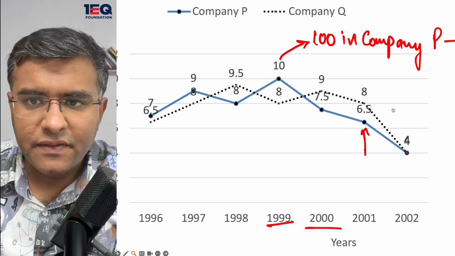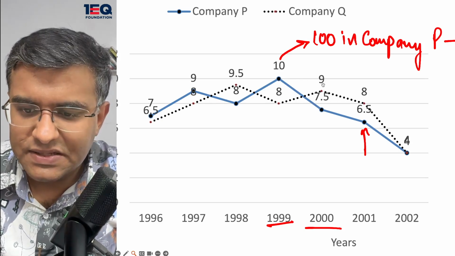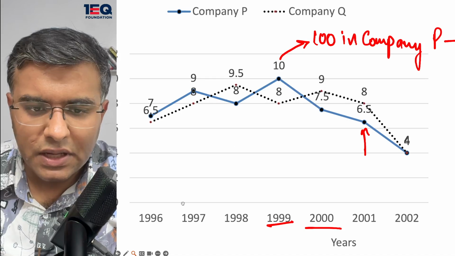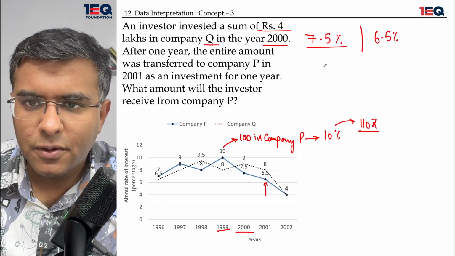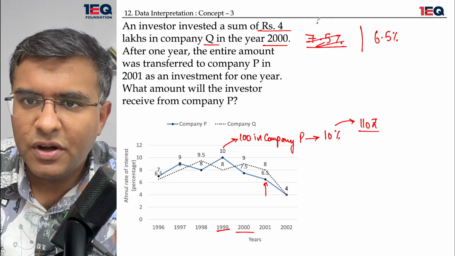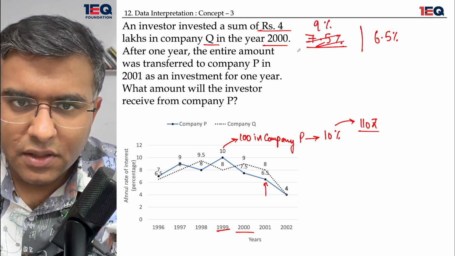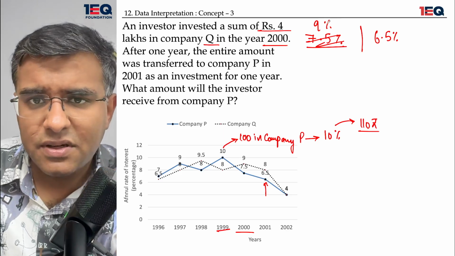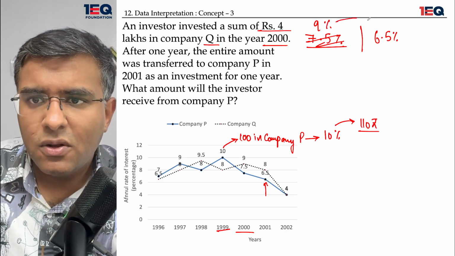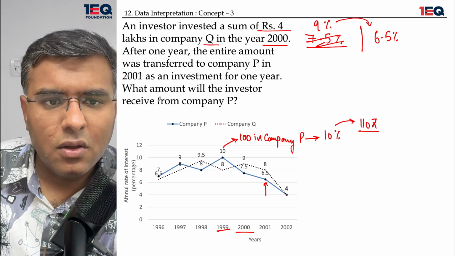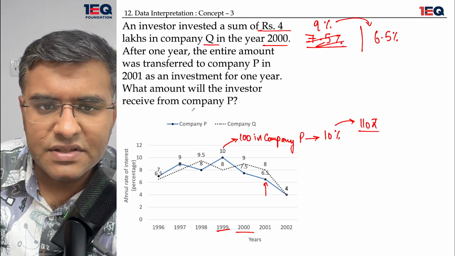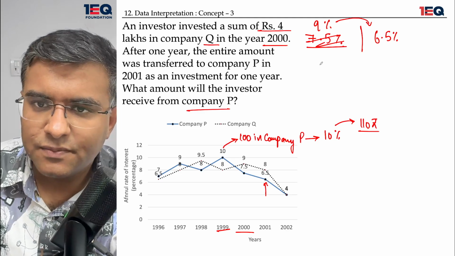So I have checked it and 9% is the answer. We had assumed that the answer is 7.5, but it is not 7.5, it is 9%. So once there is a 9% profit, then it also takes a 6.5% profit. It's asking me what amount the investor would receive from company P.